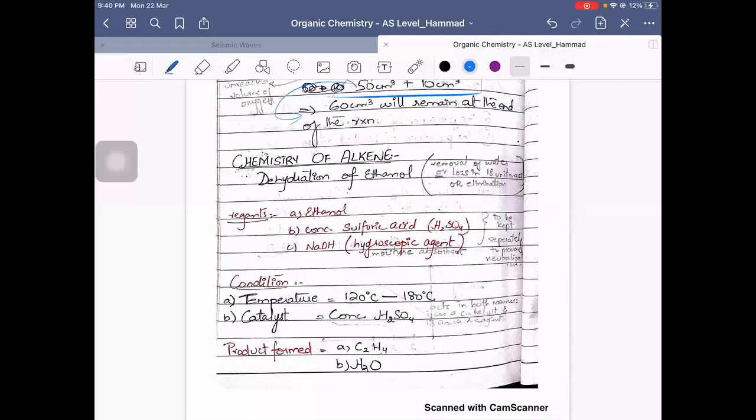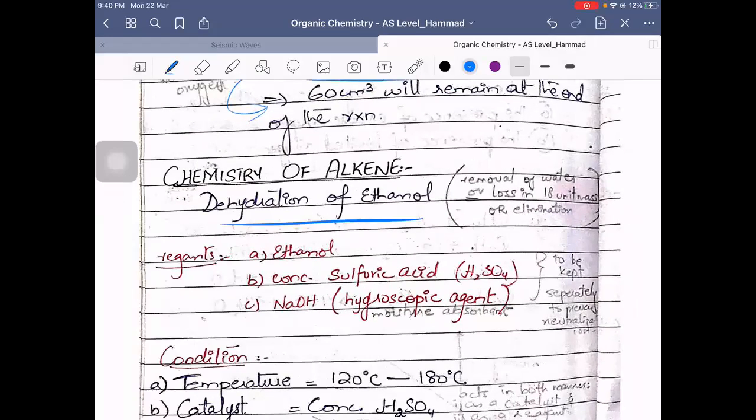Our next topic comes in chemistry of alkene. Right? Now, the most basic technique to produce alkene is the dehydration of ethanol. Before I move on, dehydration means removal of water, right? Or loss of the hydrated part, you could say, or water content.